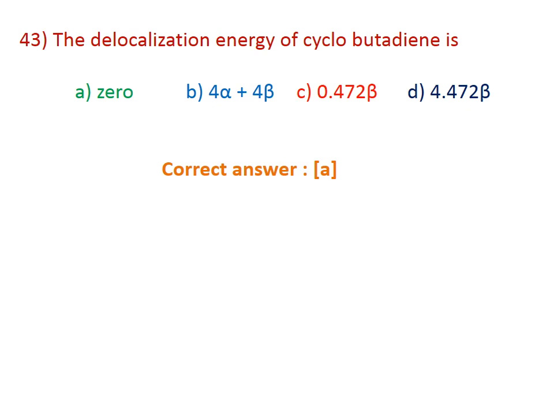The answer is A, 0. The delocalization energy for the cyclobutadiene molecule is 0. It can be obtained as the total pi electron energy of cyclobutadiene minus 2 into the pi electron energy of the ethylene molecule. The total pi electron energy of cyclobutadiene is 4 alpha plus 4 beta, and similarly for the ethylene molecule, the total pi electron energy will be 2 into 2 alpha plus 2 beta, so the difference is 0. The correct answer is 0.